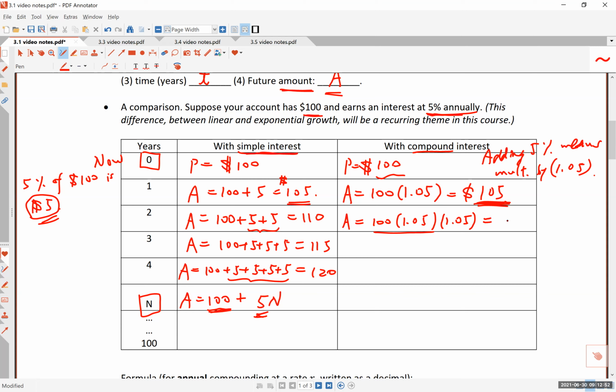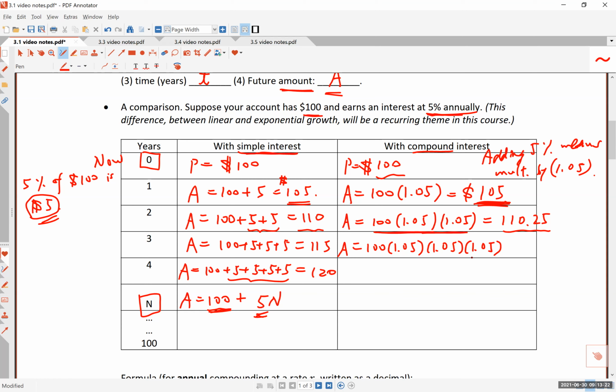And if you calculate this, you get $110.25. Now slightly, just slightly more than under simple interest. Did you get the idea? For the third year, you take this entire amount, which was $110.25, which I'm going to write this way, 1.05, 1.05, and then another 1.05. I keep multiplying by 1.05, right?